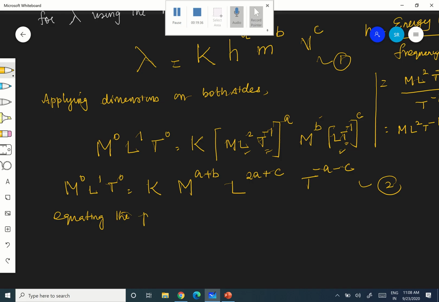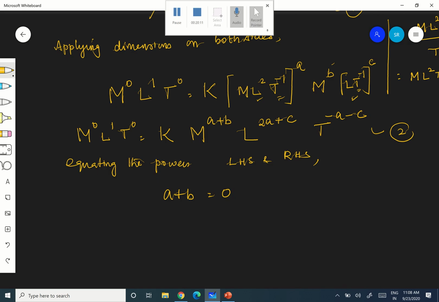Equating the powers on LHS and RHS. Okay, therefore equating the powers. Therefore, what you will be getting? Powers of m, l and t. Therefore, equating the powers, what you will be getting, you tell me, a plus b, that is equal to 0.